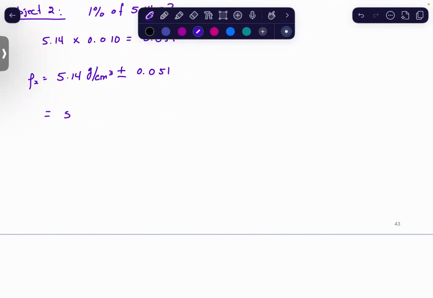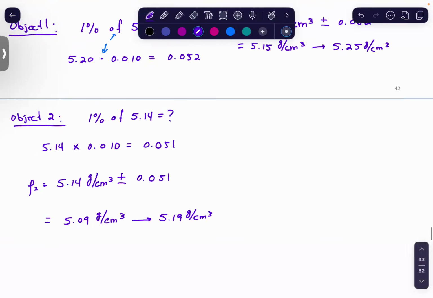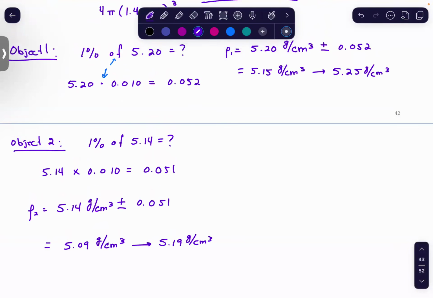So that's going to be about 5.09 grams per cubic centimeter to 5.19 grams per cubic centimeter. And now we look. Do you notice how these two ranges overlap? So look here, 5.15 is less than 5.19. So these two ranges overlap. That overlapping tells us that yes, these two objects are the exact same metal. Okay, so that's how you answer that problem. All righty.